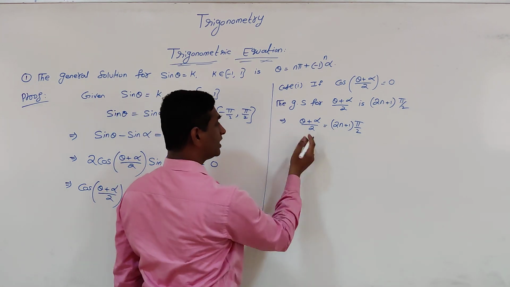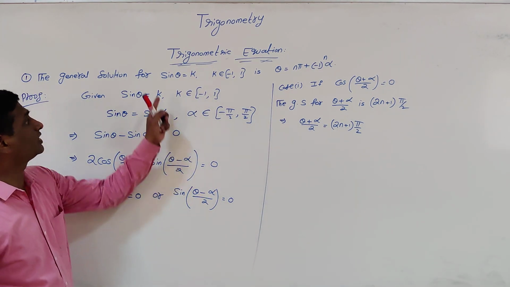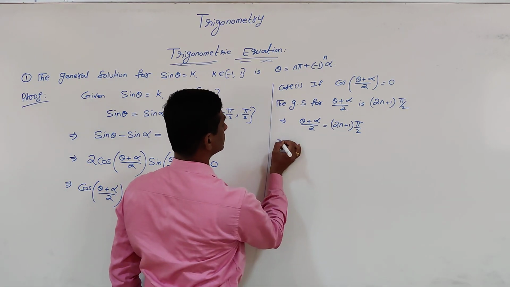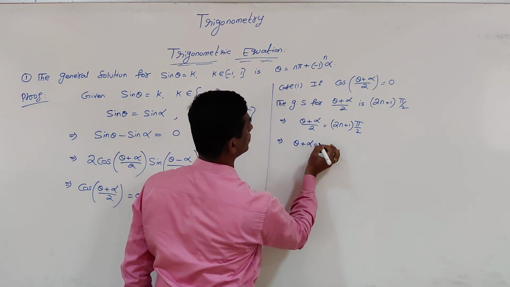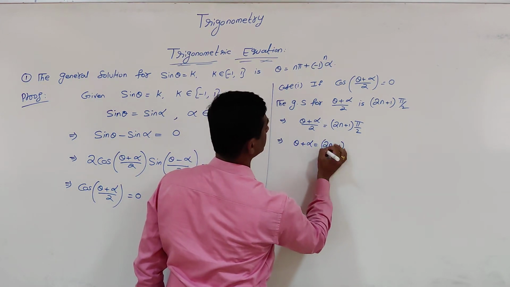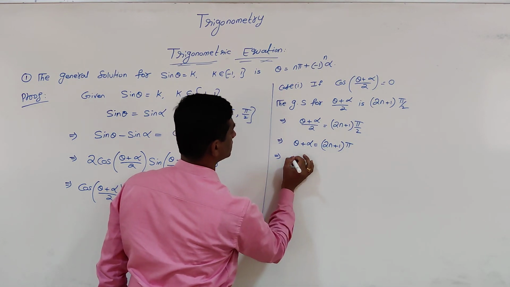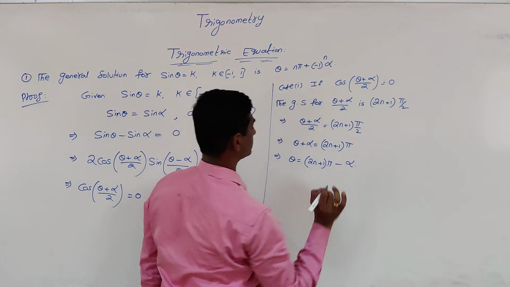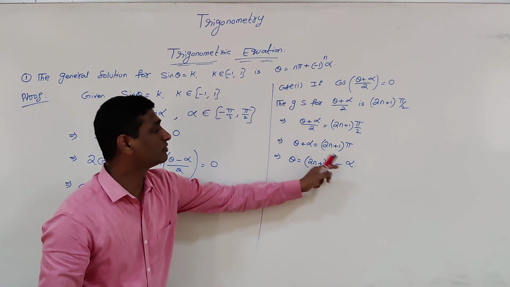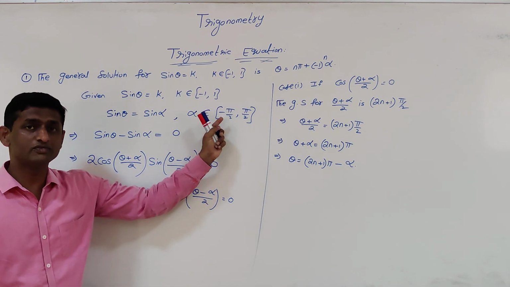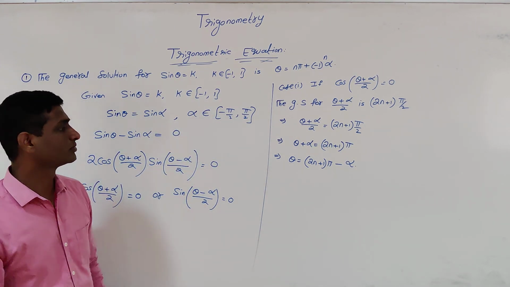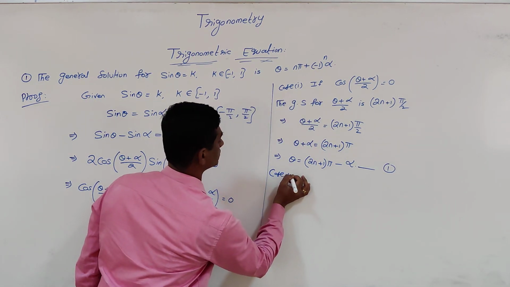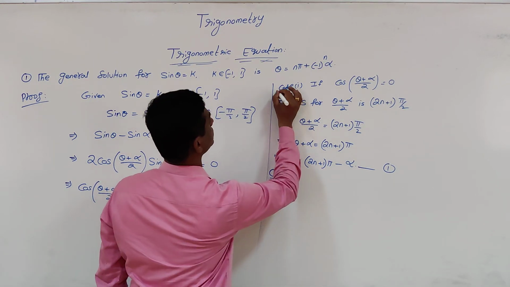Now, we have to find out the general solution for theta. So 2 gets cancelled. It will be theta plus alpha is equal to (2n plus 1) times pi, and theta is equal to (2n plus 1) times pi minus alpha. What is alpha? Alpha is the principal solution which lies between minus pi by 2 to pi by 2. So this is case 1.